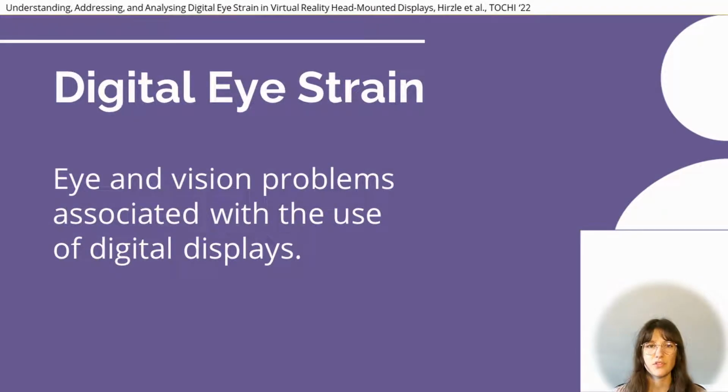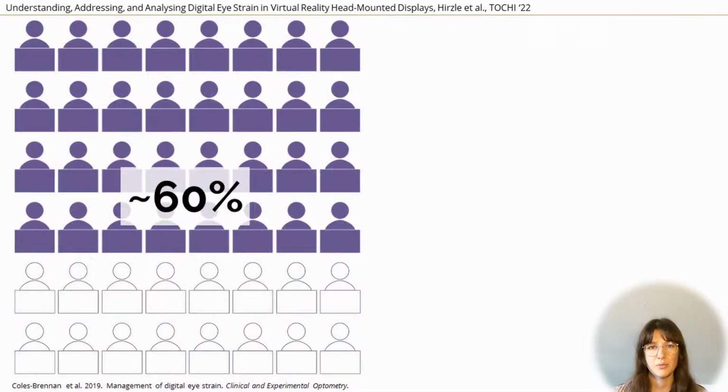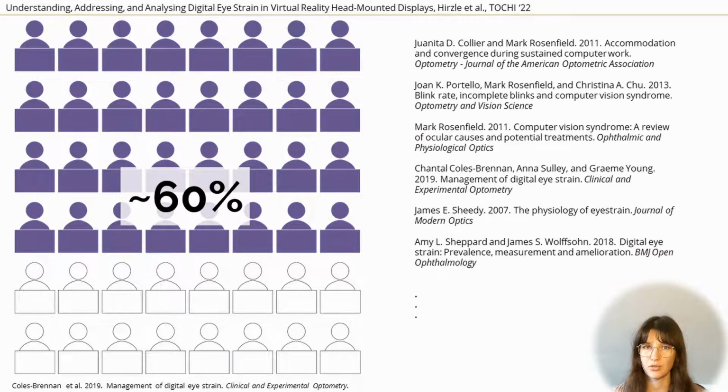Digital eye strain refers to eye and vision problems that are associated with the use of digital displays. And with more and more digital displays used in our lives, this problem really gets pervasive. Nowadays, between 60 and 90% of computer users are affected by the problem. And there's a lot of research about it too. So there's research about causes, about potential solution strategies, and about measurement methods to use.